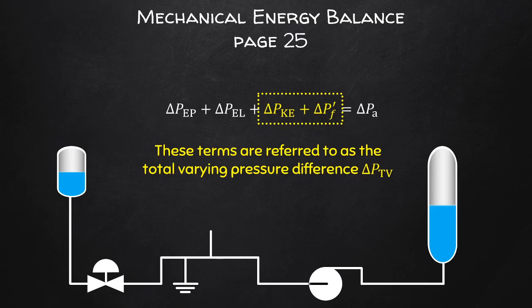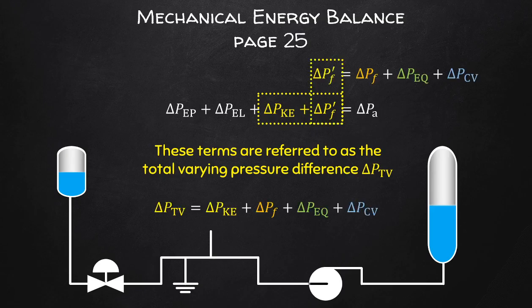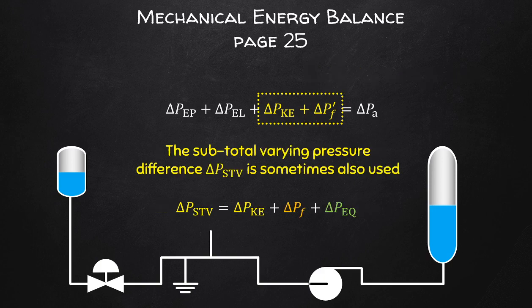This will become very important later on in our piping system design chapters, so please be sure to remember this. Also remember that the frictional losses term is made up of various aspects of frictional losses that can take place in the form of equipment, control valves, etc. Now, in the design of control valves, we consider the total varying pressures, but we also consider what is known as the subtotal varying pressures first, since a control valve needs to control these terms.